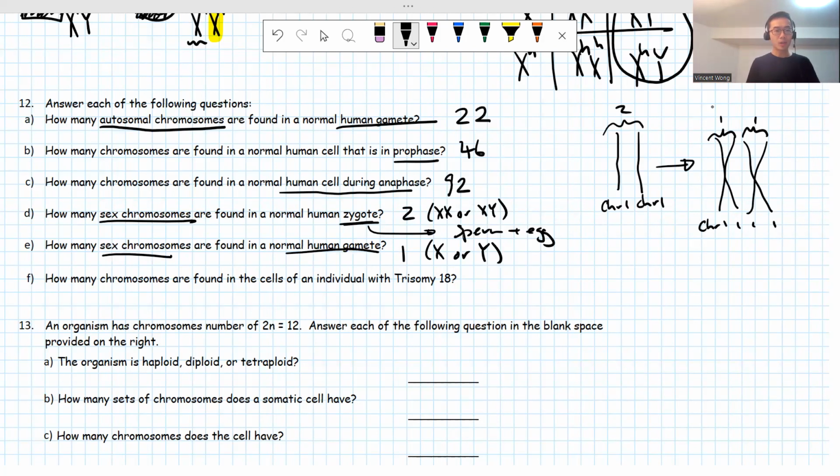How many chromosomes are found in the cells of an individual with trisomy 18? Trisomy means an extra chromosome, right? In this case, an extra chromosome 18. So normal cells have 46 chromosomes, but with the extra chromosome it is 46 plus 1, which is 47.